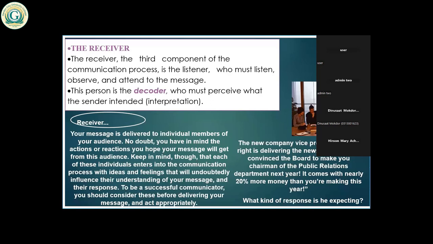Let the receiver receive the message, and the message is well understood. So the message should be clear for the receiver to be able to interpret what the message is about and act appropriately on the message that you sent.